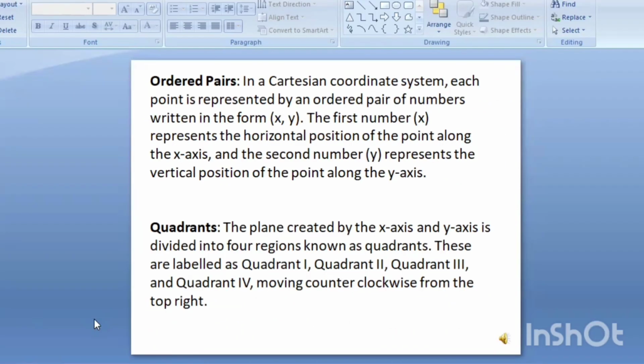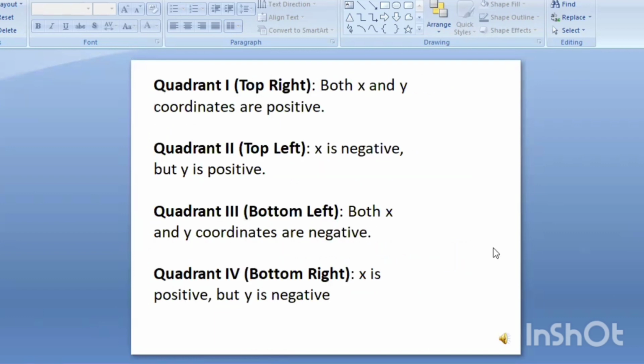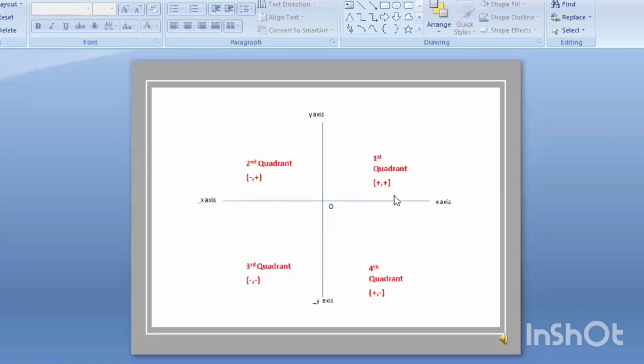With this division, we get four quadrants: first, second, third, and fourth, moving counterclockwise from the top right. The first quadrant, top right, represents a positive ordered pair: x and y are both positive. In the second quadrant, x is negative and y is positive. In the same way, the third quadrant has x and y both negative, and in the fourth, x is positive and y is negative. This is the way we can represent all the quadrants.